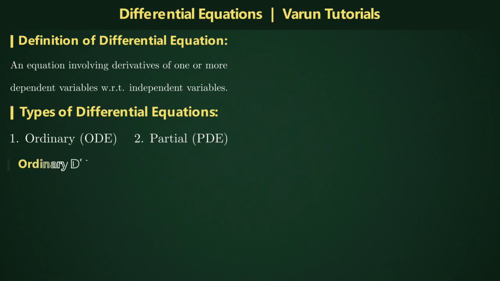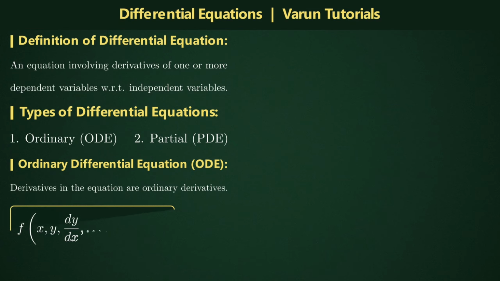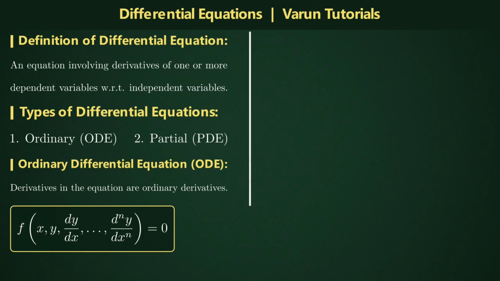Let us define an ordinary differential equation, or ODE. A differential equation is said to be ordinary if the derivatives in the equation are ordinary derivatives, involving only a single independent variable. The general form of an ordinary differential equation of order n is represented as a function of x, y, and its ordinary derivatives up to order n, equated to 0. Let us see some examples of ordinary differential equations.